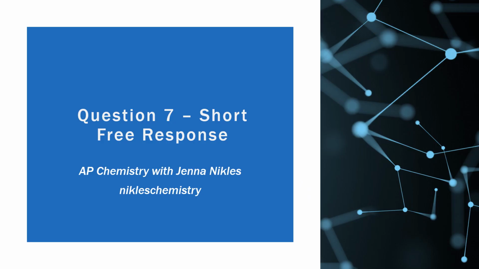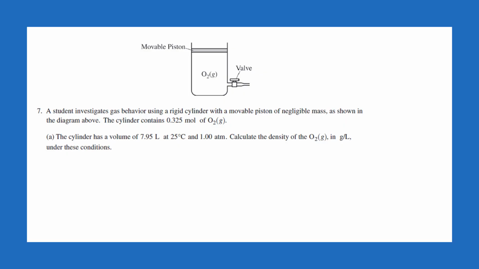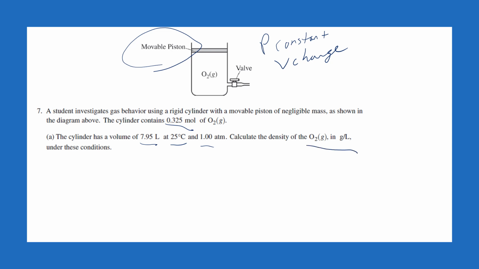And this is the last question on the exam. It's your last short free response question, question 7. So the cylinder contains 0.325 moles of O2. It's a movable piston. That means the pressure is going to stay constant and just the volume will change. The cylinder has a volume of 7.95 liters at this temperature and pressure. Calculate the density in grams per liter under these conditions.